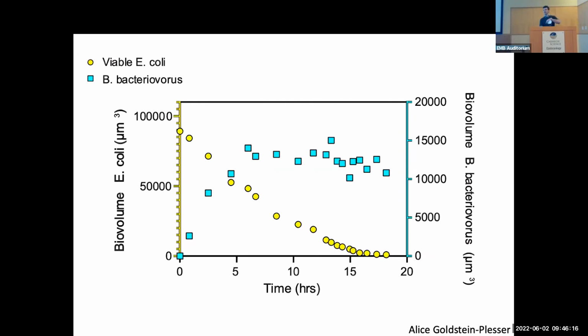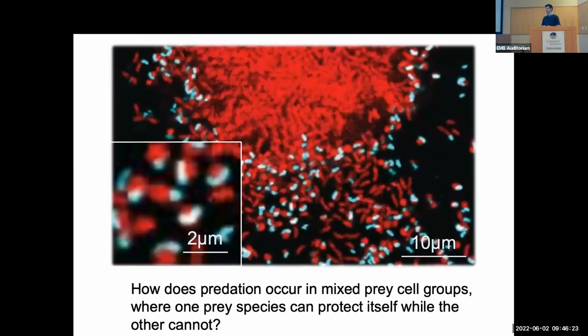Okay, so we have one prey that can protect itself with its organization, its architecture, and another one that cannot. So naturally, we were curious what happens in a multi-prey context if both prey are growing together, where one can protect itself on its own and the other can't. What happens?